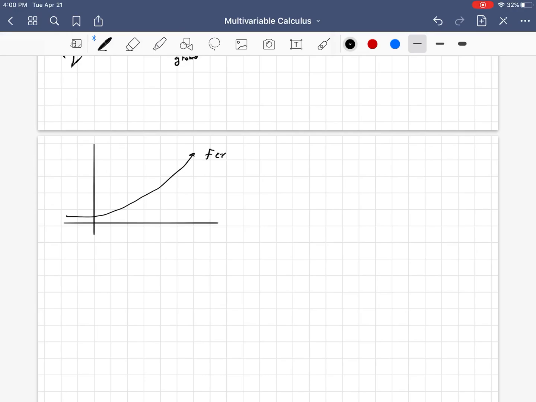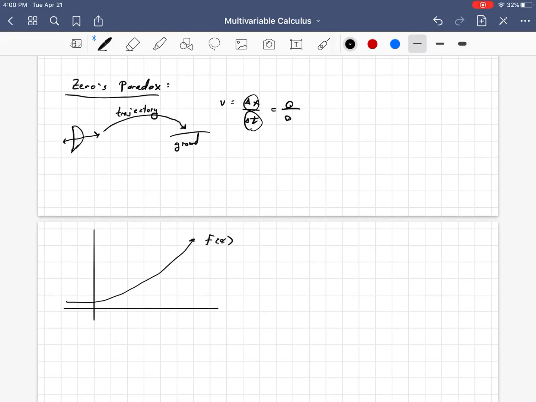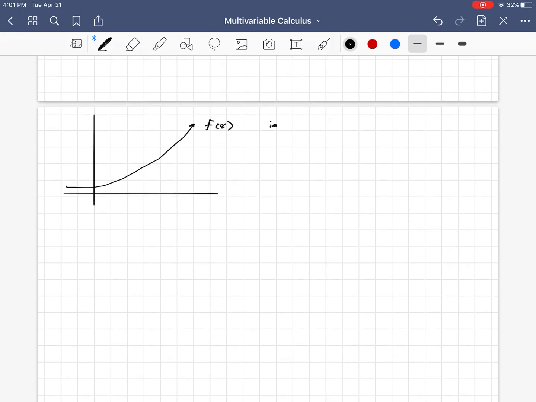Okay, now, on to the calculus. So, imagine we have a positive increasing function. Looks like maybe an exponential. Doesn't really matter what it is. We'll call it f of x. Okay, and the whole point of the derivative is to answer the question about instantaneous rate of change.